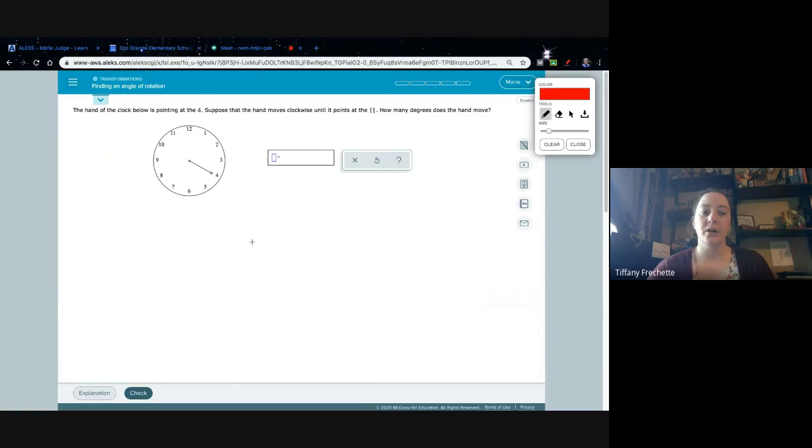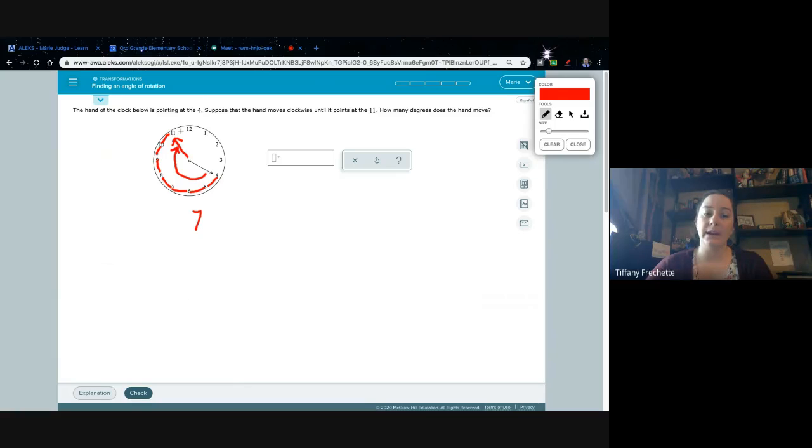Okay, so the hand of a clock below is pointing at 4. Suppose that the hand moves clockwise, so the normal way, until it's pointing at 11. So now we have this pointing up here at 11 like this. So it went from 4 all the way around here to 11. So it moved 1, 2, 3, 4, 5, 6, 7 spaces. So we know it moves 7 spaces.